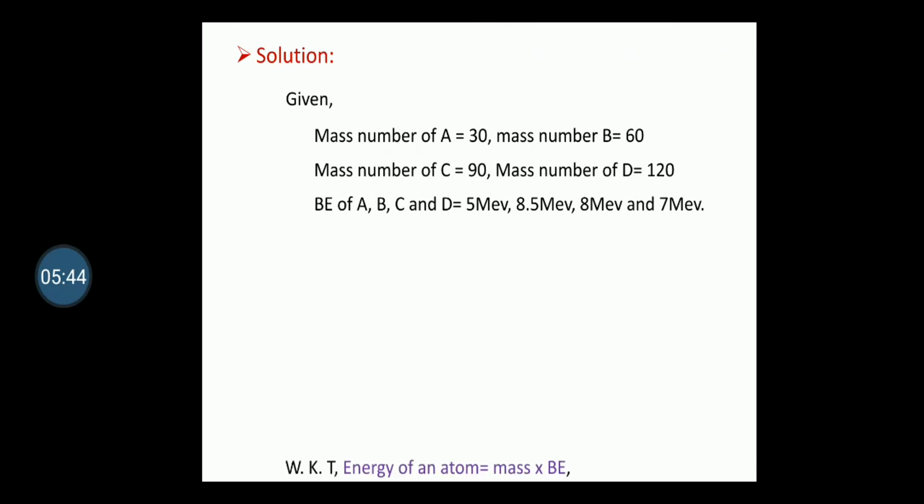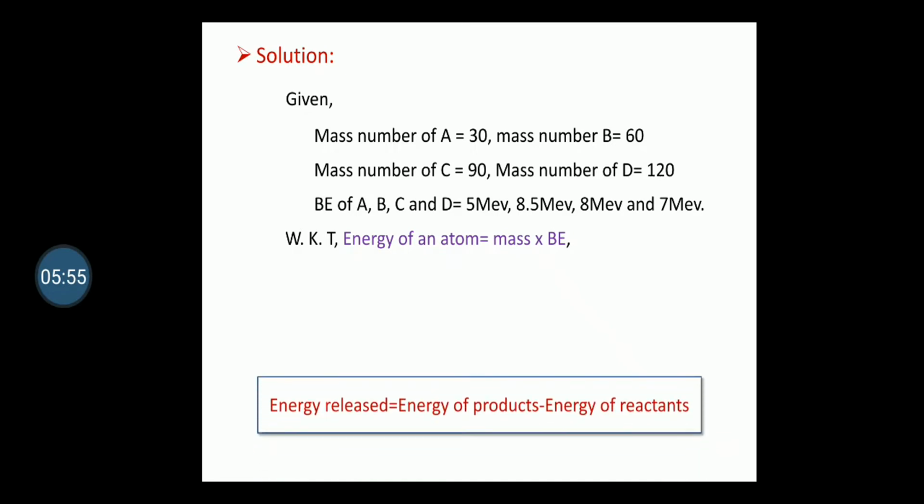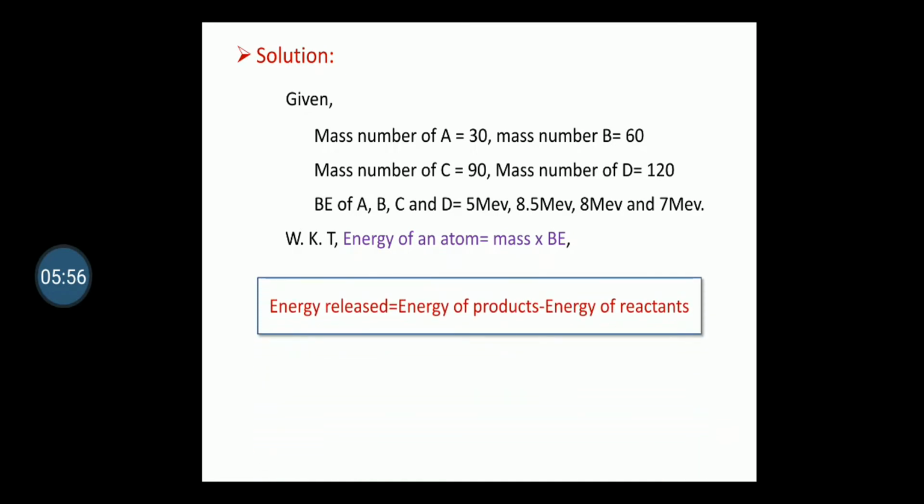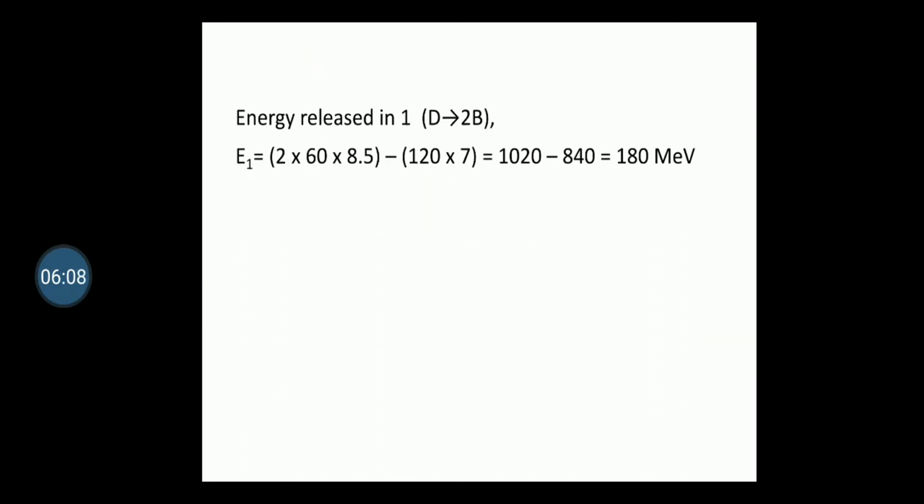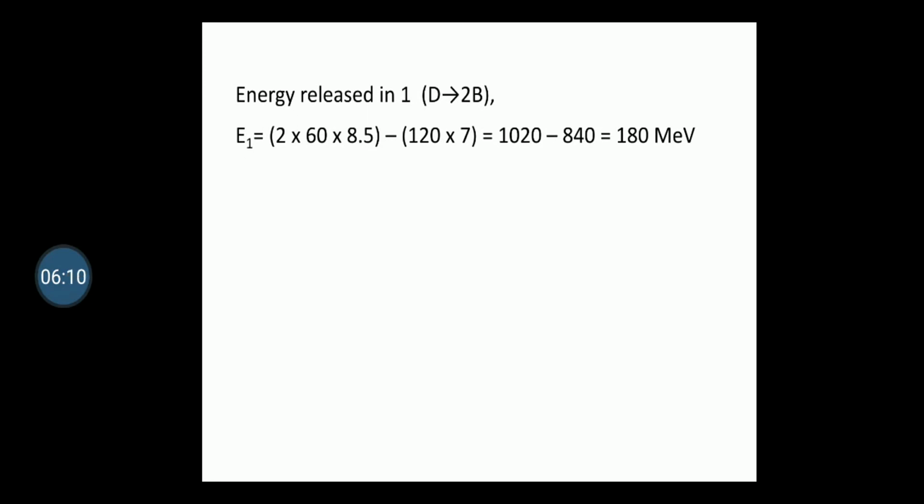Let us write down the given things first. Let's copy mass numbers of all the elements and also their binding energies. We know that energy of an atom is equal to mass number of its constituent particles into its binding energy. Also, energy released in any reaction is equal to energy of the products minus energy of its reactants. Energy released in first reaction where D is giving rise to 2B is calculated as follows. E1 is equal to energy of 2B minus energy of D.